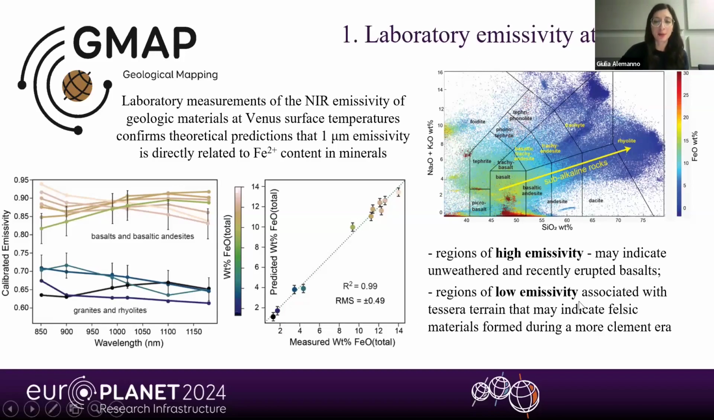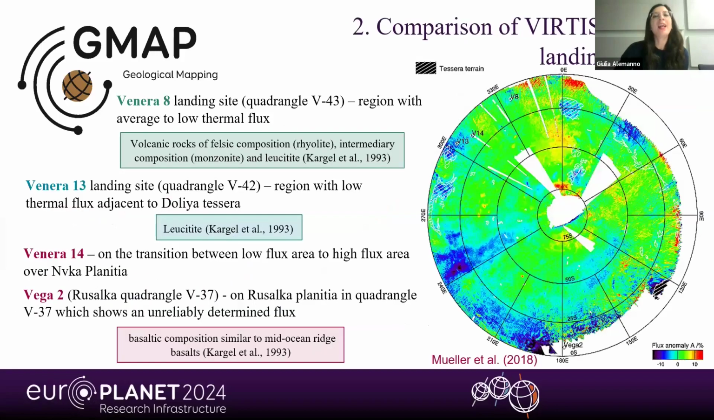So regions of low emissivity are associated mainly with the tessera terrain that Lucia described to you before, and it might indicate instead felsic composition, and probably they formed during a more clement era in Venus history. So the first important point is comparison with laboratory data. The other important point is comparison with landing site data.